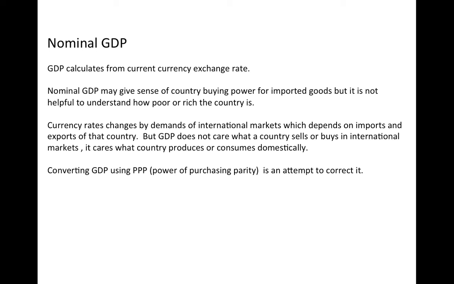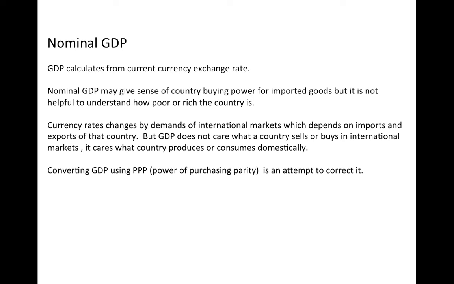So if we use the current currency exchange rate from international markets to convert GDP into US dollars, it is called nominal GDP. With this, it may give a sense of the country's buying power for imported goods, but it is not helpful to understand how poor or rich the country is. Currency rates change by demands of international markets, which depend on imports and exports of that country. But GDP does not care what a country sells or buys in international markets. It cares what the country produces or consumes domestically.